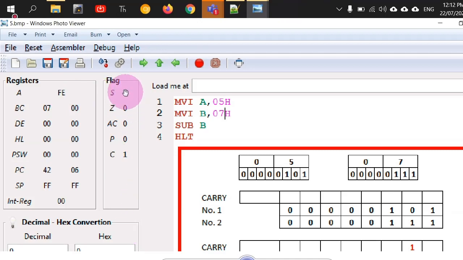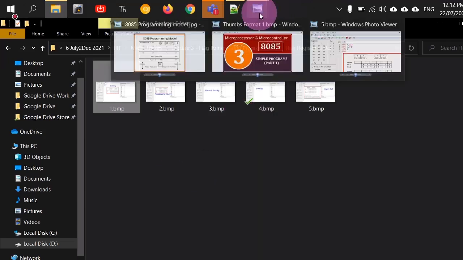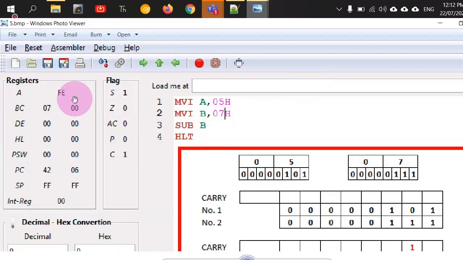Sign flag only indicates that the result that you have got in the accumulator is negative. But if we did not set the carry flag, this would mean that we have got the result as minus FE, which is not correct, because 5 minus 7 has to be minus 2. So for this result, we should take the 2's complement, and to indicate that we use the carry flag and set it as 1. If it is ever set as 1 together with the sign flag, it indicates that the 2's complement of this number is to be taken.